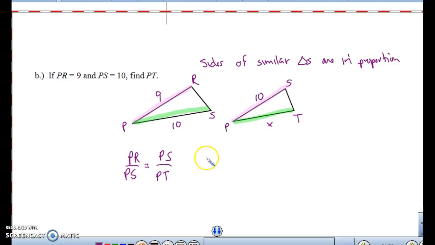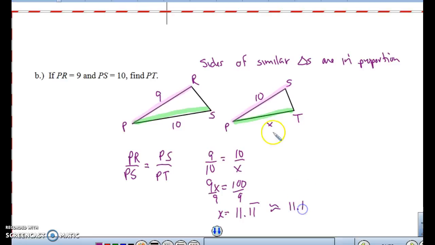Plugging in your values, PR is 9, PS is 10. This PS is 10 over X. Cross multiply, 9X equals 100. Divide by 9. And rounded off, this comes out to be 11.111. So approximately 11.1. So the length of PT would be approximately 11.1.